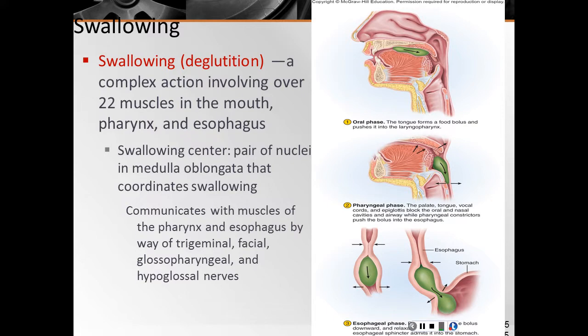Now the swallowing center, which is a pair of nuclei, is going to communicate with these muscles of the pharynx and the esophagus through the trigeminal, facial, and two other nerves. Oh, the glossopharyngeal nerve and the hypoglossal nerves. So they're going to communicate with these four nerves to help with getting the muscles to react and getting the food swallowed.